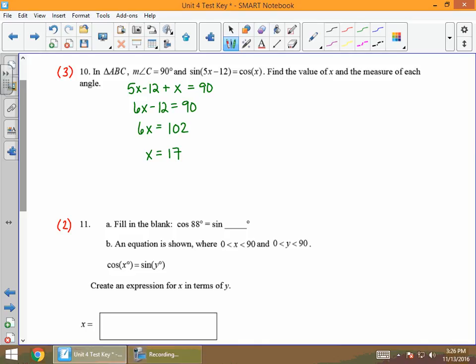And then to find the two angles, okay, so the first angle is 5 times x minus 12. Well, I know my x value now is 17. So if I do 5 times 17 and then subtract 12 from it, I get 73 degrees. And my second angle is x, so x we know is 17 degrees. So the 3 points: x equals 17, and then one angle is 17, the other angle is 73.